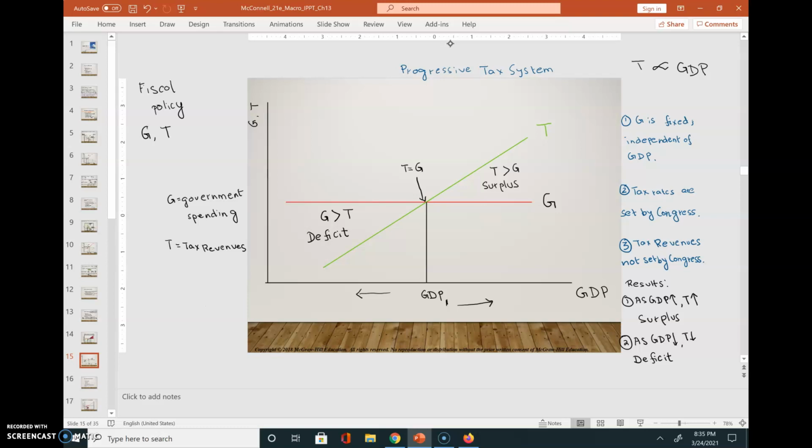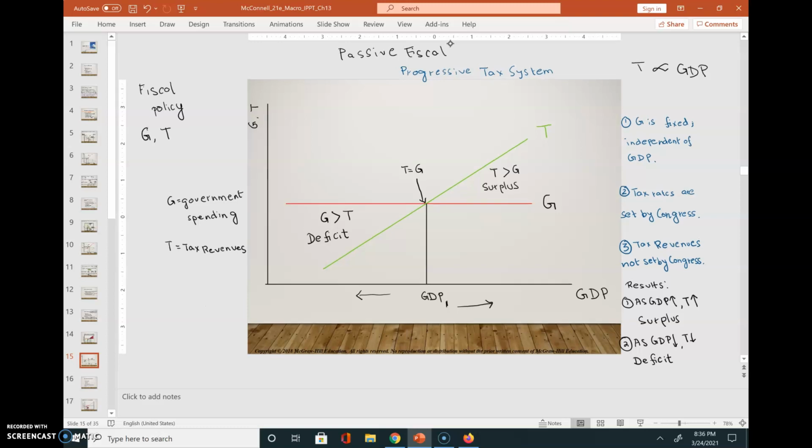Alrighty, so this is all about passive fiscal policy, or we can say automatic fiscal policy that we are seeing here, like changes in tax revenue without any federal intervention.